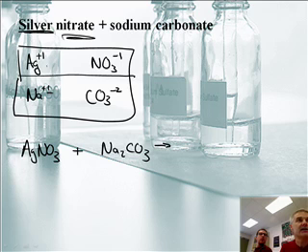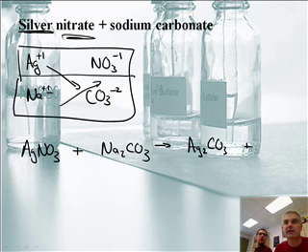And now we're going to put them diagonally together, right? So silver carbonate would be Ag2CO3, plus, over here, NaNO3. So we've got silver nitrate.